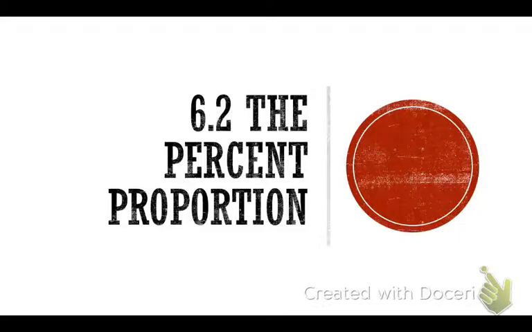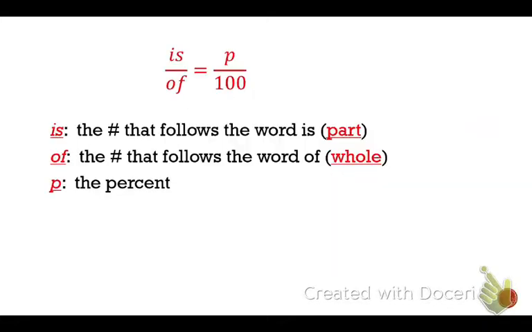If you have not had the chance yet, go ahead and turn in your notes to 6.2. Today we are learning a new lesson called the percent proportion. There is an equation that I want us to have today. So if you look up at the top of your notes, there's a little cloud. Inside of the cloud, I would like you to write this equation. Is over of equals P over 100.